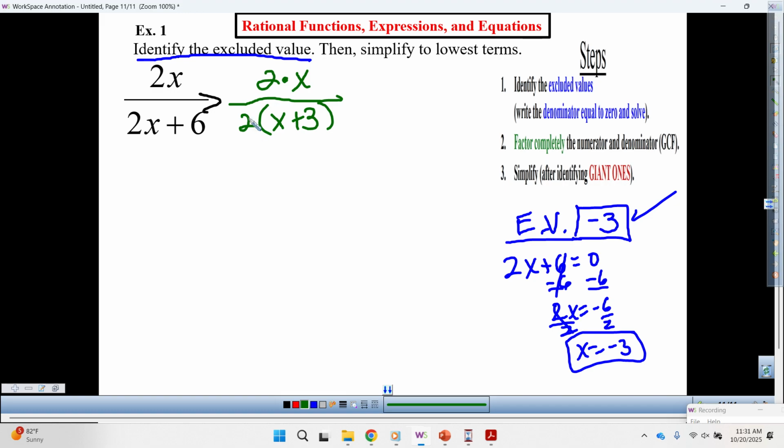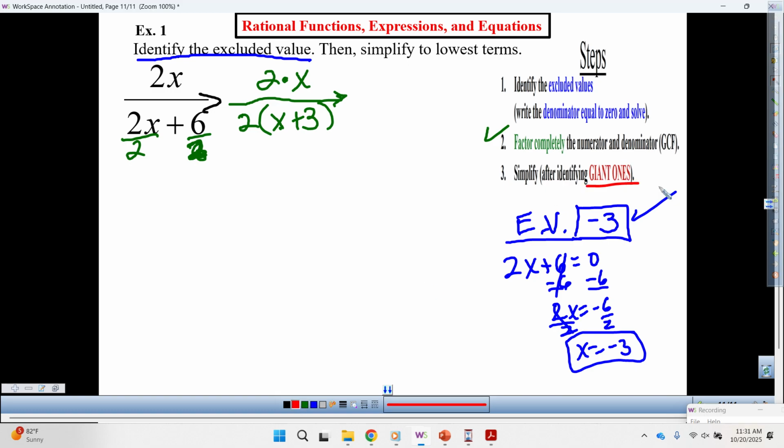And somebody goes, how did you get that, Mr. Q? Well, the GCF was 2, so what is 2x divided by 2? That leaves us with x. What is 6 divided by 2? 6 divided by 2 is 3. All right. We're done with step 2.